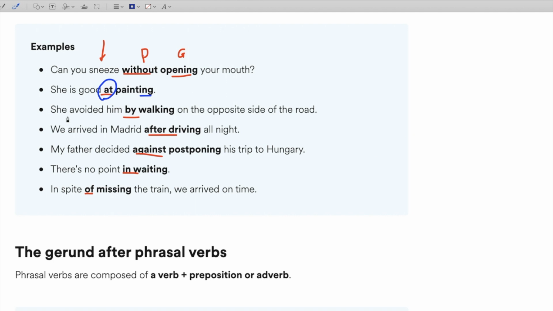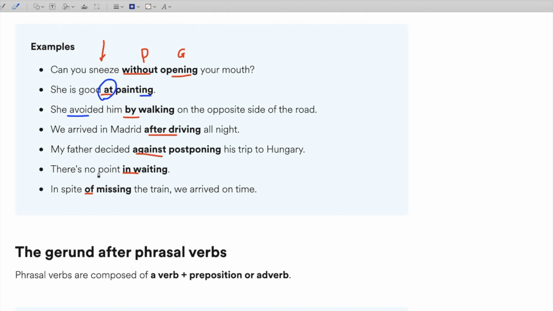Okay, next, remember this word, avoid. She avoided him by, this is my preposition, by walking on the opposite side of the road. She did not want to talk to him, so she avoided him. Okay, next, we arrived in Madrid after driving all night.